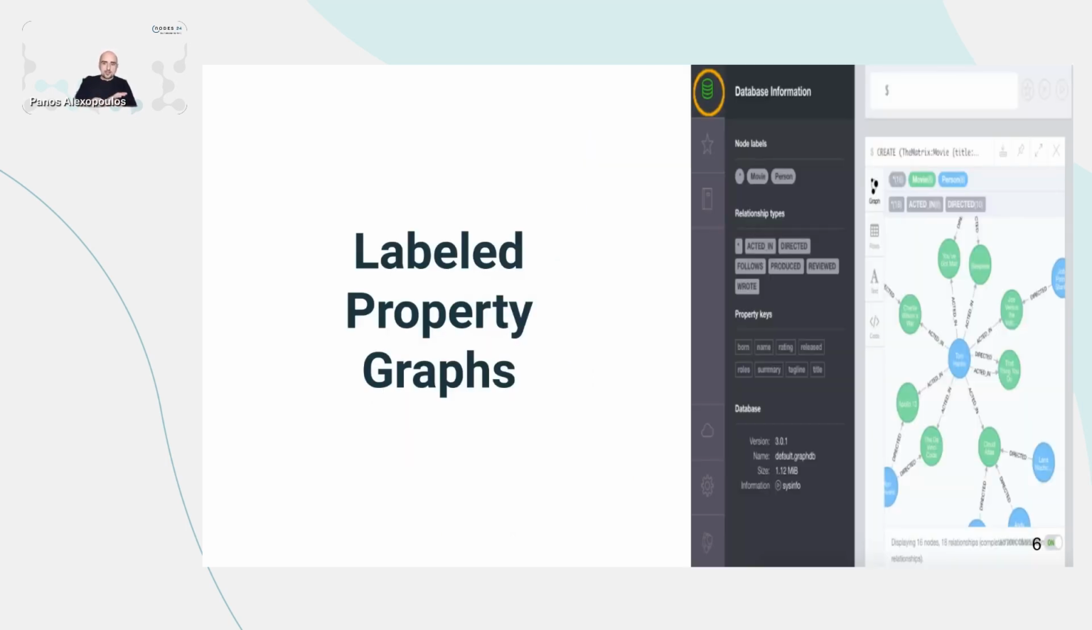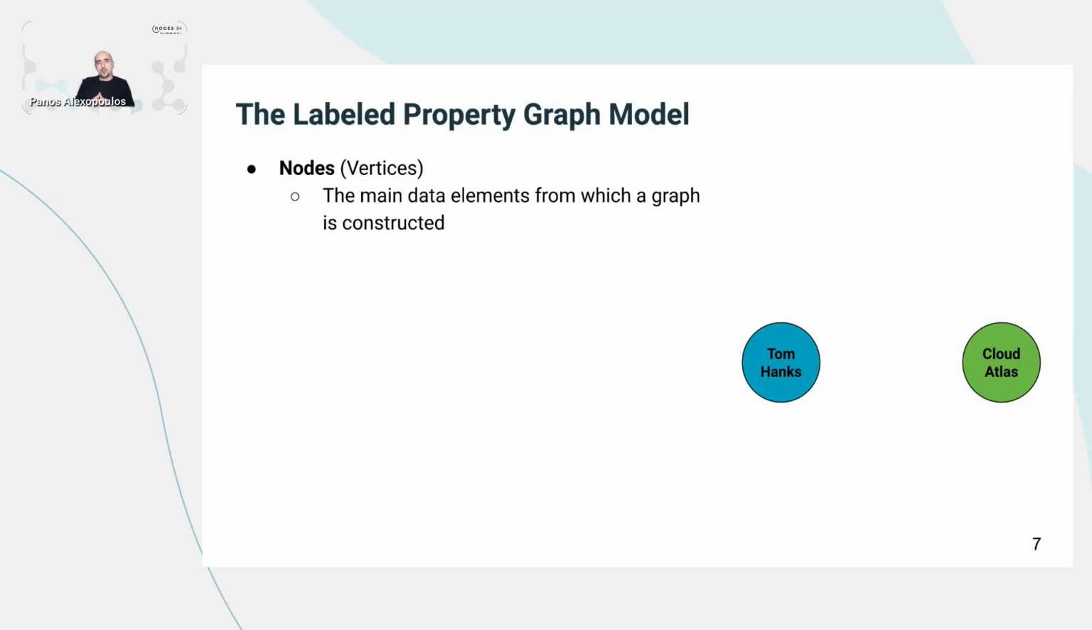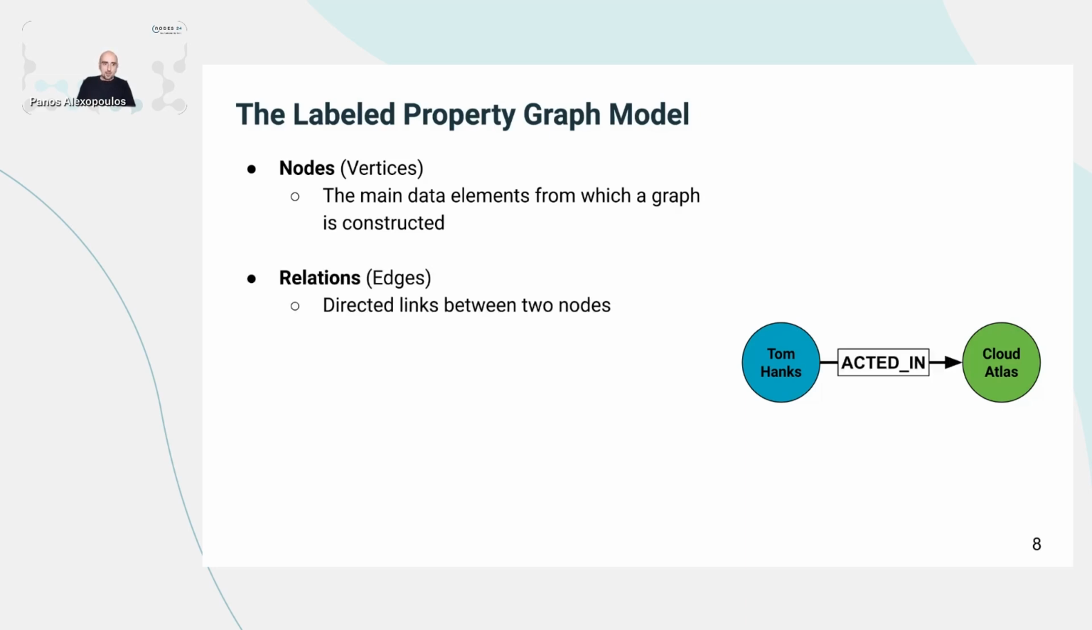So I'll start first by talking a bit more in detail about the label property graph model. In the label property graph model, the very basic element is that of a node. We have a graph, and a node is the main element from which a graph is constructed. The nodes are typically used to represent entities and concepts. So if we're building, for example, a knowledge graph about movies, we can use nodes to represent actors and to represent movies. The second fundamental element in the label property graph model are relations, also known as edges.